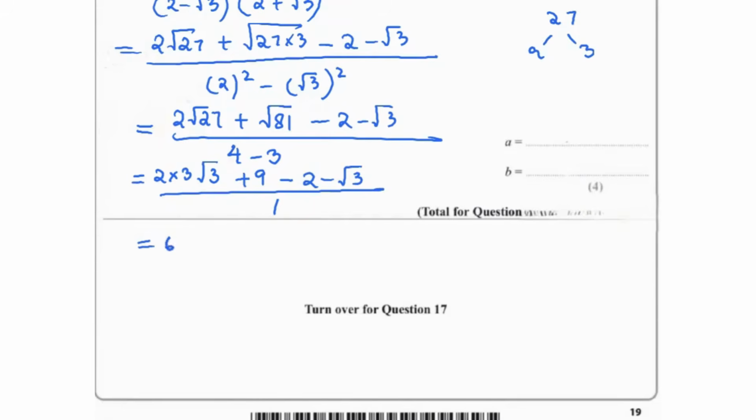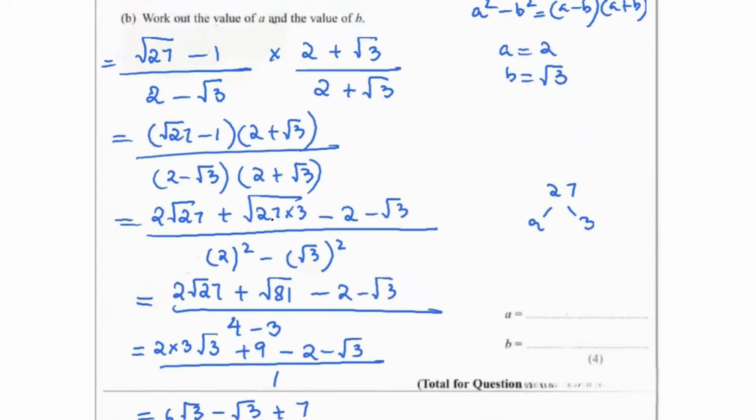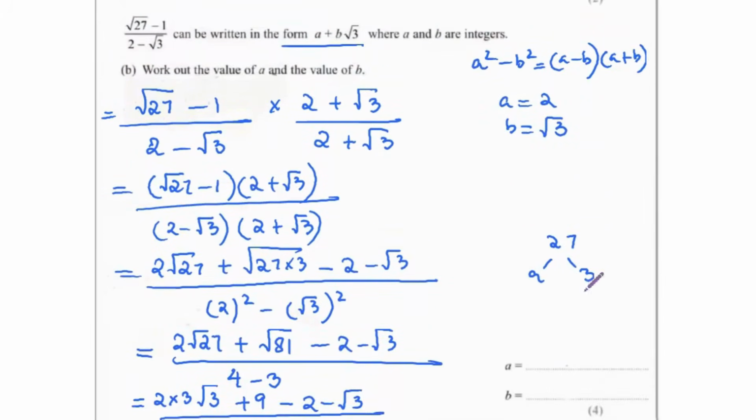So that's 6 root 3 minus root 3 plus 7. So 6 root 3 minus root 3 is 5 root 3, and plus 7 comes as it is. So based on the form that has been given in the question, it's a plus b root 3. So a is 7 and b is 5. That is your answer.